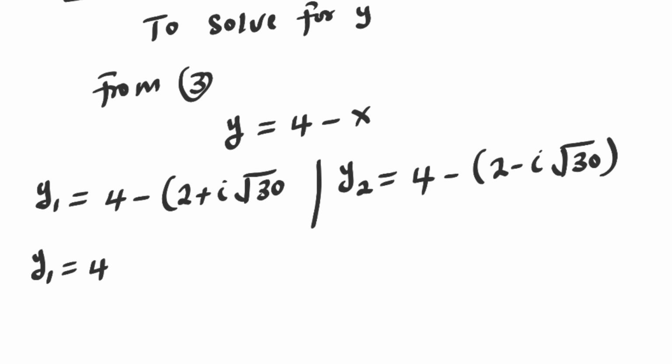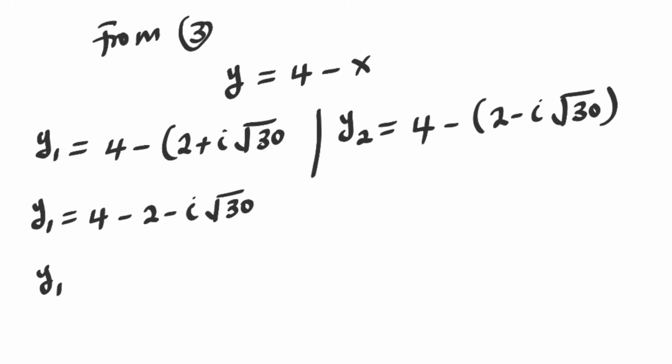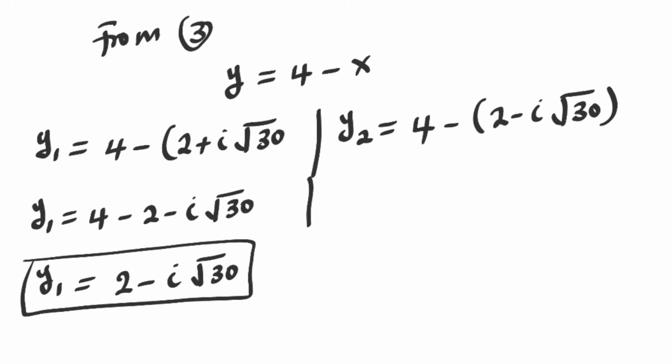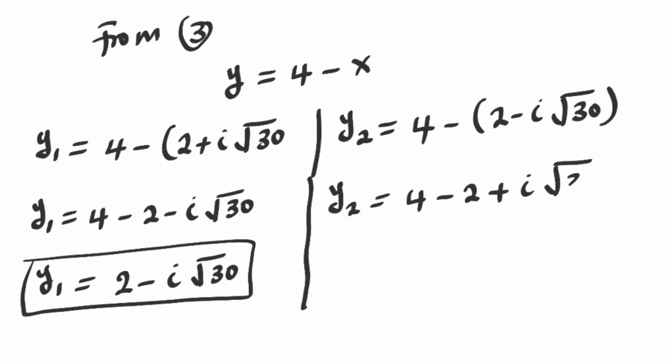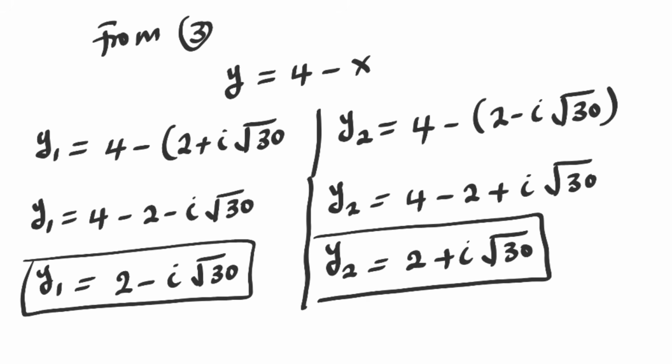y1 is equal to 4 minus bracket 2 plus i square root of 30. If you open the bracket with negative, y1 is equal to 4 minus 2, this is 2 minus i square root of 30. This is the value of y1. Then y2 is equal to 4 minus bracket 2 minus i square root of 30. y2 is equal to 2 plus i square root of 30. This is the value of y2.